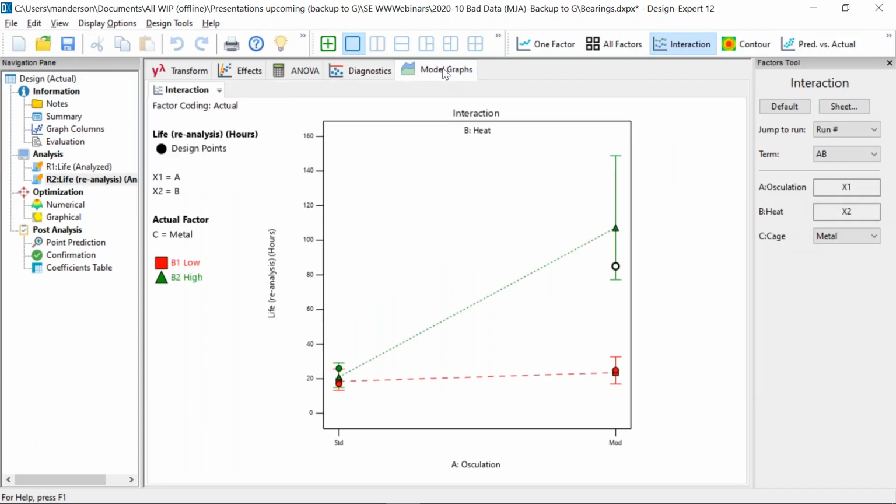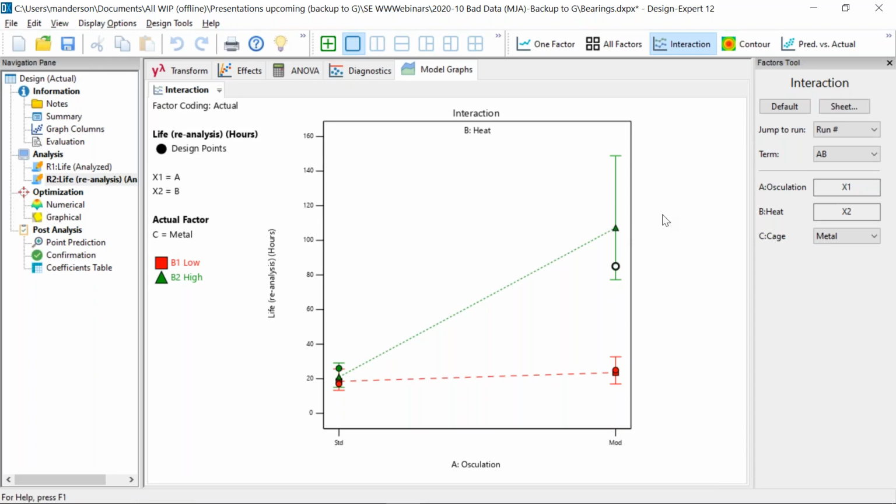And then in the end, we get this really cool result where if you keep factor B, the heat, low, then there doesn't seem to be any effect from oscillation. But when you increase the heat and then change the oscillation, you get this huge increase in the life of the bearing. And that's what saved the company. Now notice how the LSD bar increases at this higher level, because variation is not constant.